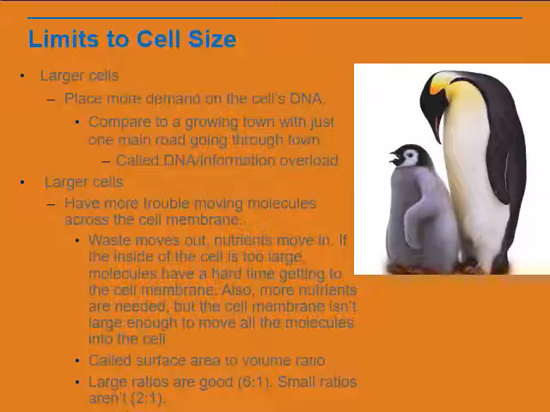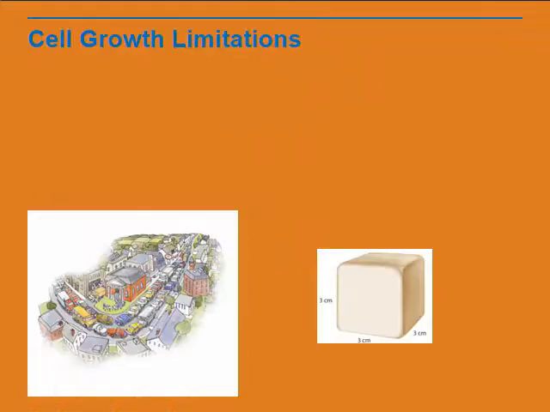All right, so larger cells also have trouble moving molecules in and out of the cell. That includes nutrients and waste, and basically that is a problem. So these are the two biggest problems that cells face as they grow larger. One, they have a reduction in surface area to volume ratio. It's always good to have a higher surface area to volume ratio, and I'll tell you in a moment what I mean by that.